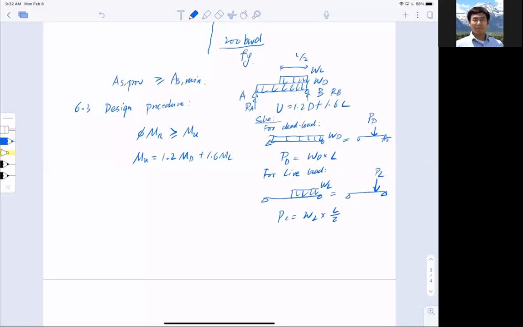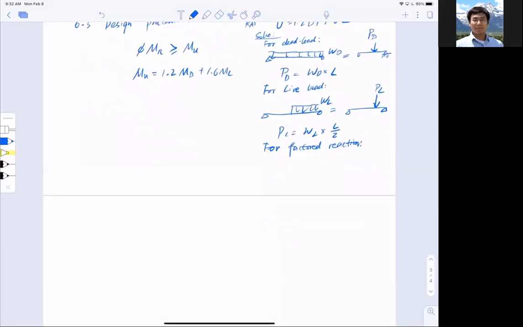And these should be factored, right? So then you say for factored reaction, you don't have to exactly follow this, but at least you have a total force symbol so you can see it clearly. So for factored reaction, for example, RA should equal 1.2 PD, that's the dead load reaction, plus 1.6 P live divided by 2. So this is where you do factor, because that's what factored loading is.